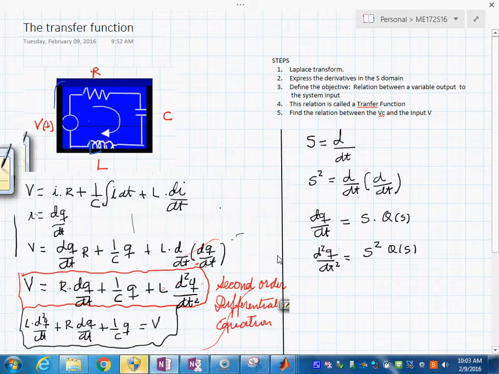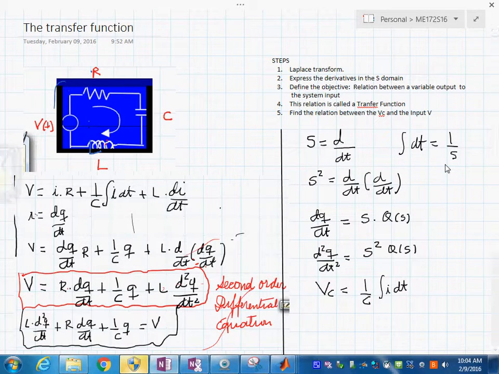So it follows that if this is the derivative, the integral of some function, the i dt, is the opposite of the derivative. So this is 1 over S. So if we express this in the Laplace domain, to be able to find the relationship between V sub C and V, we need to express both of those in the Laplace domain.